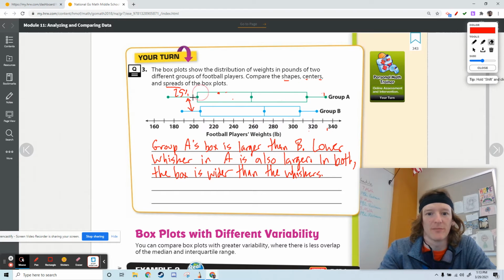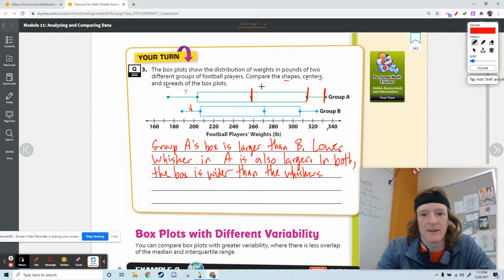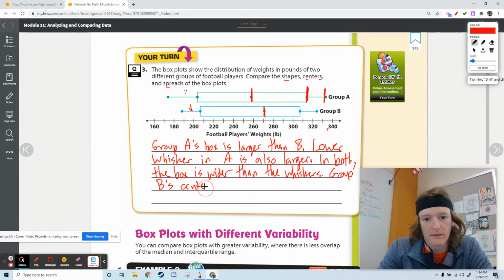but the amount of people that are in between here and here is the same as the amount of people that are in between here and here. So they're a little more spread out in our box. Next, we're going to compare the centers. The center is our median, so we'll say that Group B's center is higher than Group A's. Group B's center is higher.